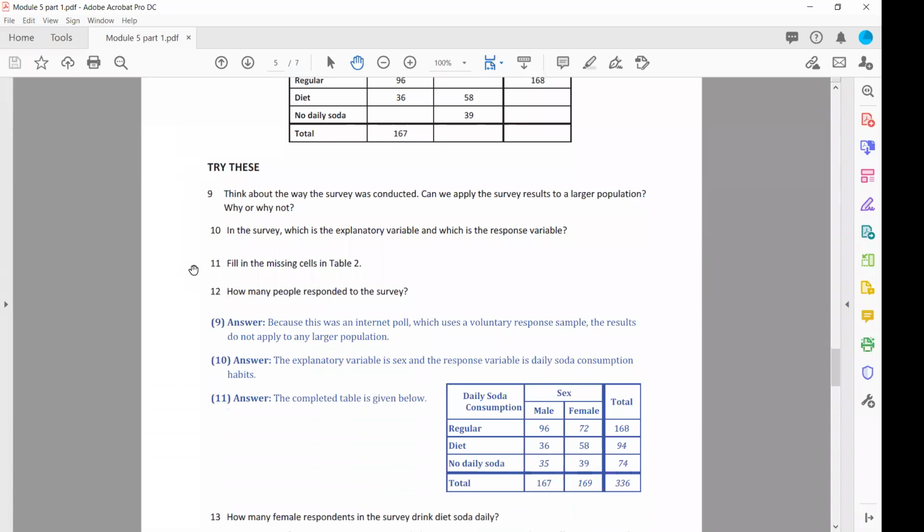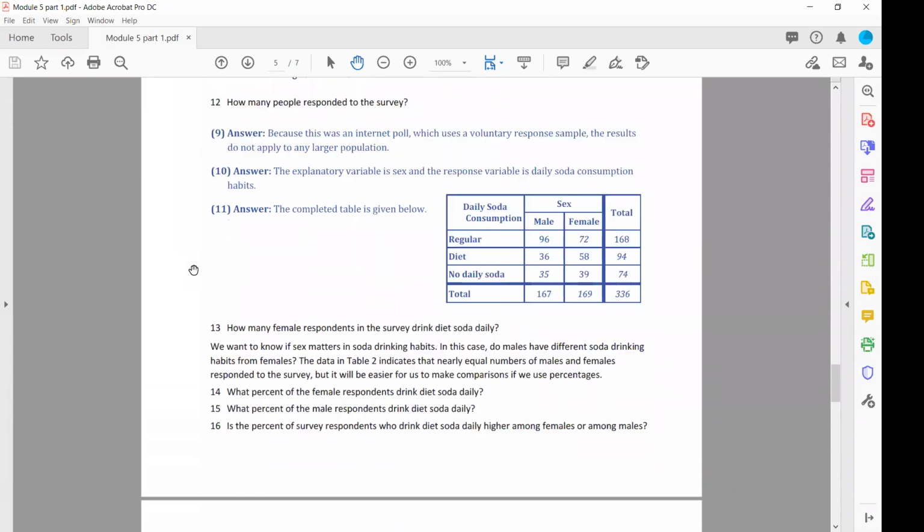What's next? 13. How many female respondents in the survey drink diet soda daily? What percent of female respondents drink diet soda daily? What percent of male respondents drink diet soda daily? And is the percent of survey respondents who drink diet soda daily higher among females or among males?